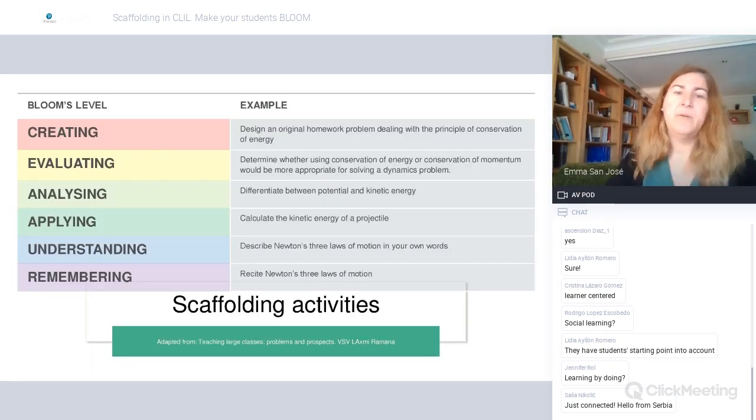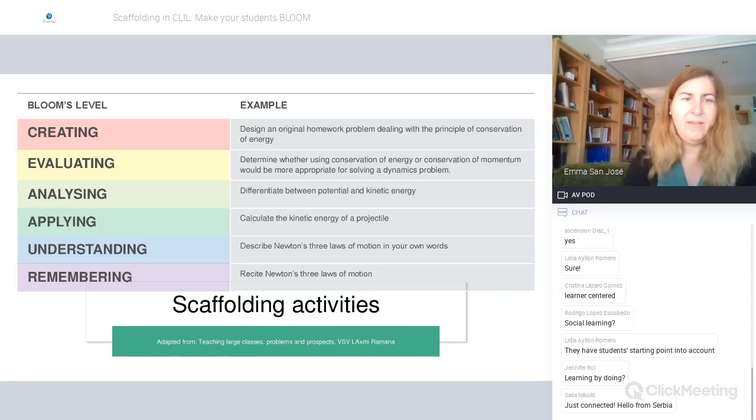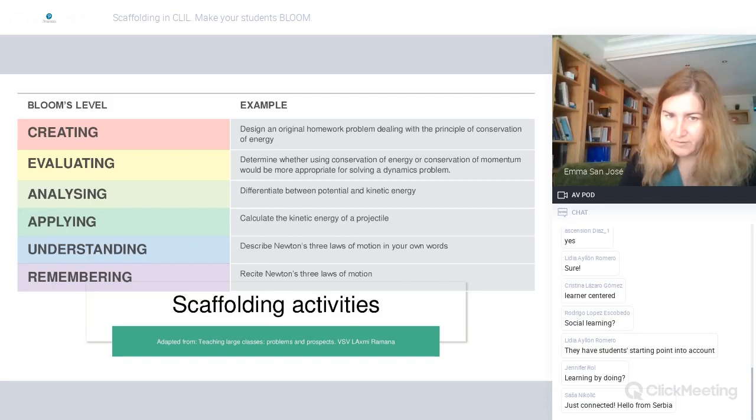Okay, so we're going to start here with some examples. Now, my screen is a little bit small, I hope you can read it properly. I have adapted this from a very interesting book, so if any of you are interested, there you have the reference. And here we have the different levels in Bloom's taxonomy with an example.